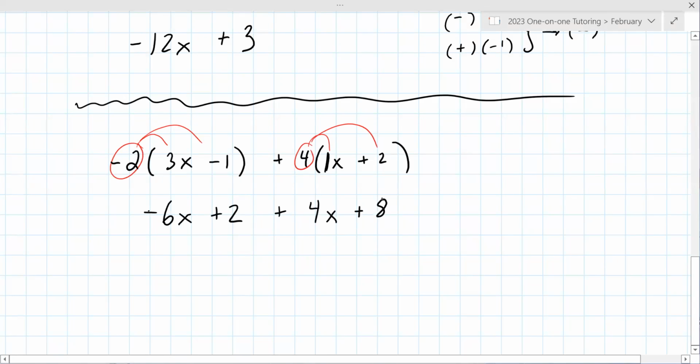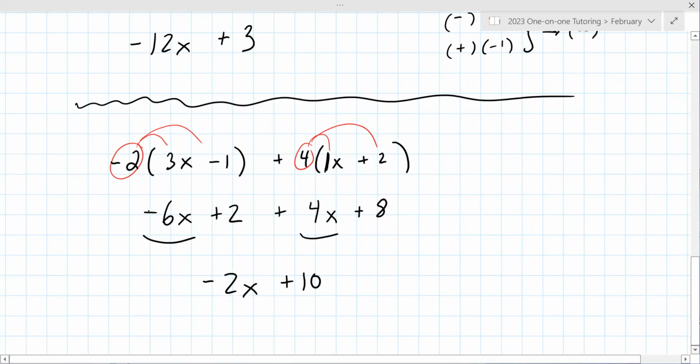And then you would just combine that, the 4x and 6x, which would be -2x. Good. And then 10 plus 10. Plus 10. Good.